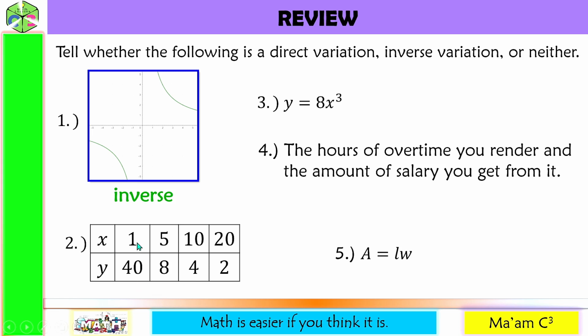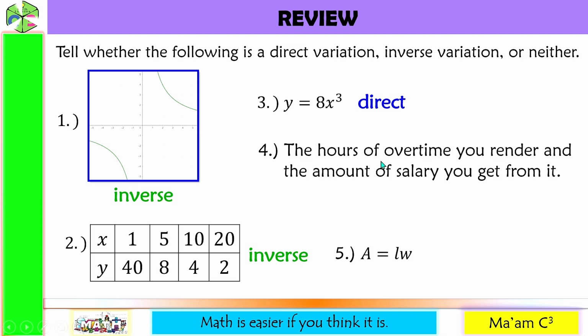Number two, 40 times 1 is 40, 8 times 5 is 40, 4 times 10 is 40, 2 times 20 is 40. Since we have a constant product of x and y, then this is an inverse variation. Number 3 is an example of direct variation.